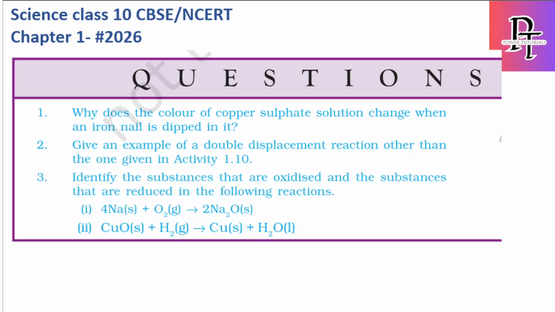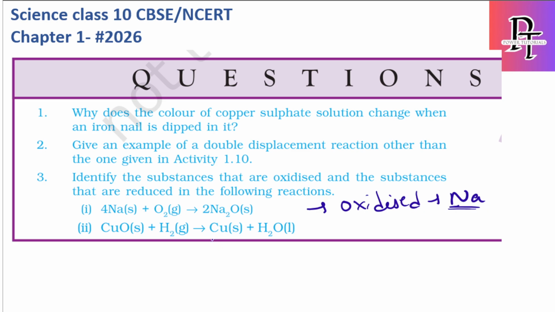Okay, let's see the last question. Identify the substances that are oxidized and the substances that are reduced in the following reactions. Here itself I will write it. Na is forming Na2O. So in this reaction, oxidized is sodium, because sodium is getting converted to sodium oxide, whereas oxygen, we cannot say oxygen is getting reduced because it is just the adding of oxygen to a metal that is happening here. So here only one is getting oxidized, which is sodium.